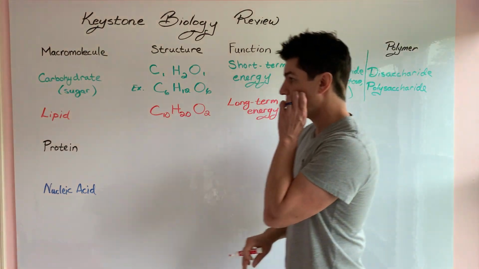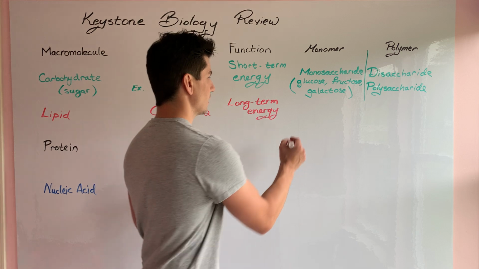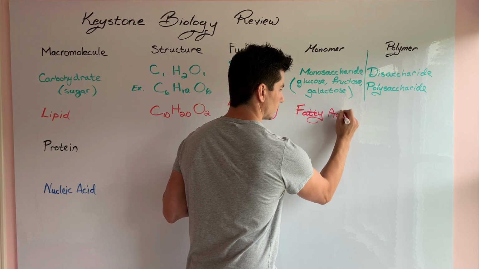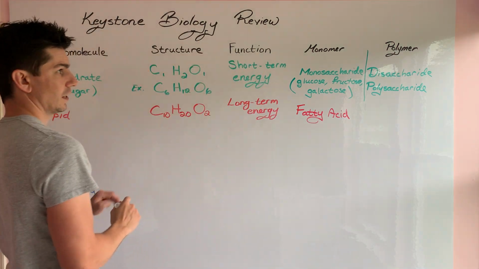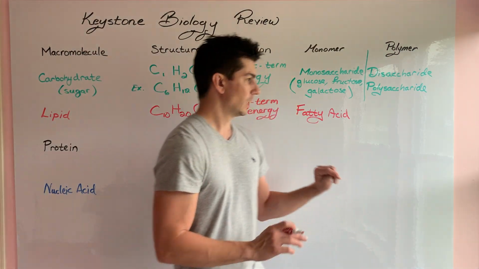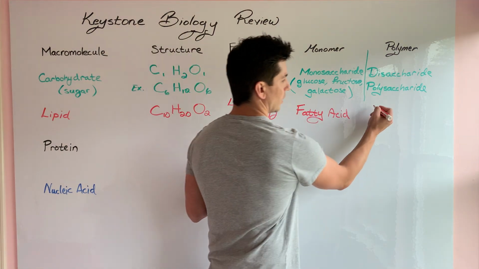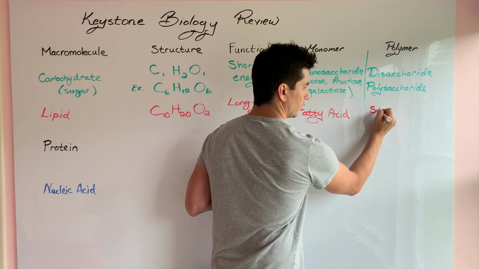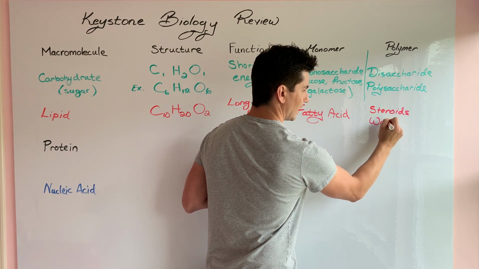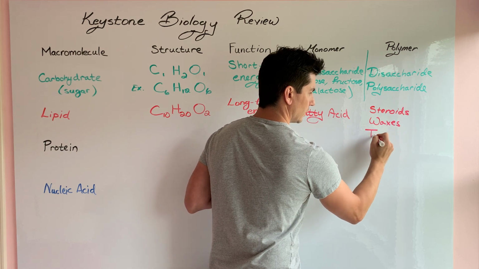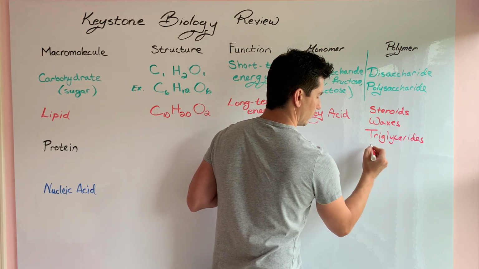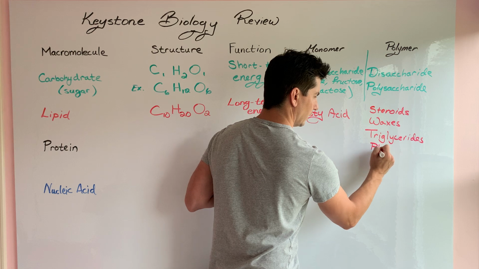Okay. Our monomer. So one piece of a lipid is called a fatty acid. Okay. Now, there are 4 different polymers, and 2 of them are really, really important. So we're going to go over the 2 in a little more detail, but for our polymers, we have steroids. These are ones made by our bodies. Our second one, waxes. Third one, triglycerides. And then our fourth one is going to be our phospholipids.